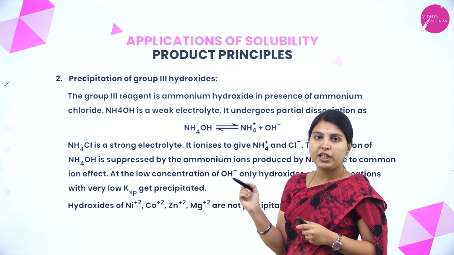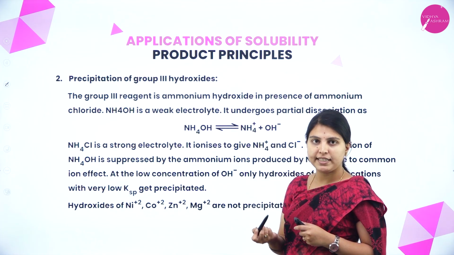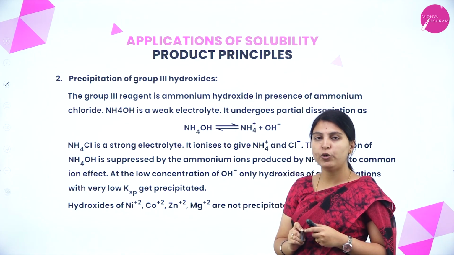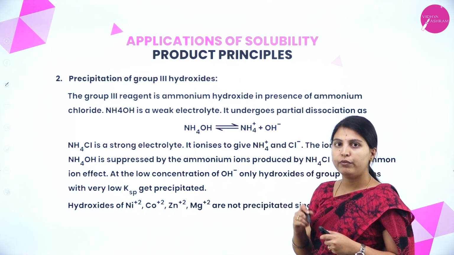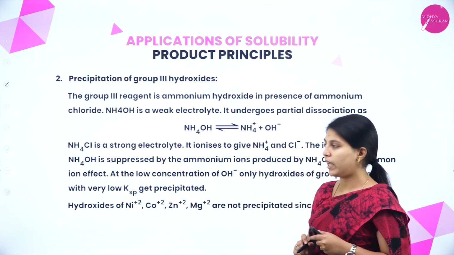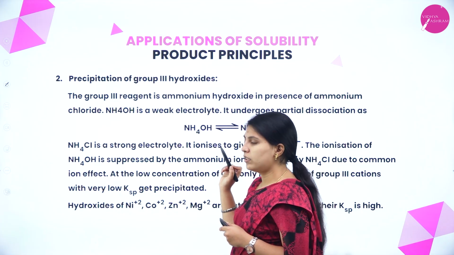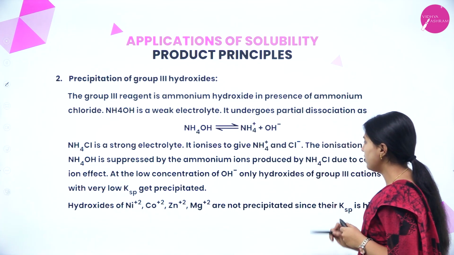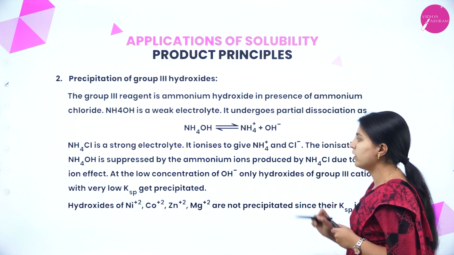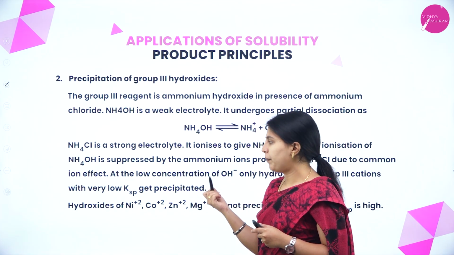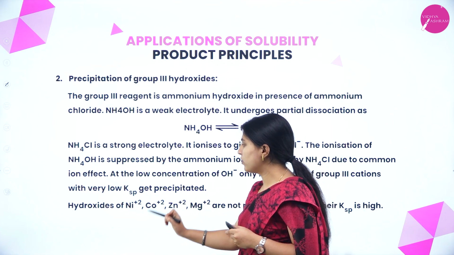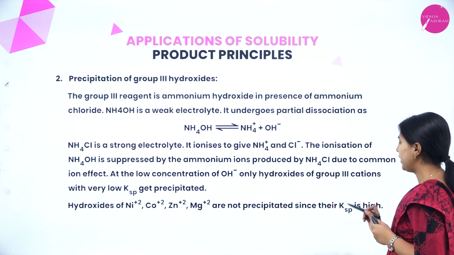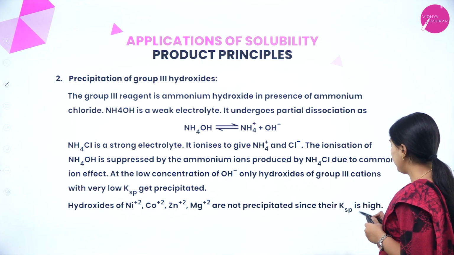There, precipitation of group 2 and group 4 we have seen with HCl and H2S. Here, precipitation of group 3 hydroxides uses ammonium hydroxide and ammonium chloride. One is a weak electrolyte, another is a strong electrolyte, and ionization is suppressed due to the common ion effect. At the low concentration of OH minus, only hydroxides of group 3 cations with very low solubility product get precipitated. Hydroxides of nickel, cobalt, zinc, magnesium are not precipitated since their solubility product is high.